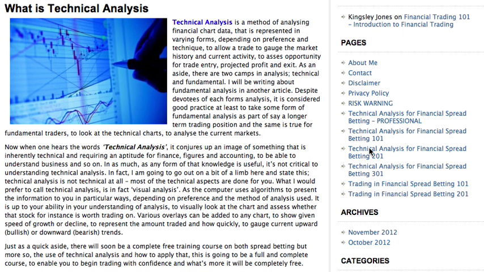What I would prefer to call technical analysis is in fact visual analysis, as the computer uses algorithms to present the information to you in particular ways, depending on preference and the method of analysis used. It is up to your ability and your understanding of analysis to visually look at the chart and assess whether that stock, for instance, is worth trading on. Now, various overlays can be added to any chart to show given speed of growth or decline, to represent the amount traded and how quickly, to gauge current upward, bullish, or downward, bearish trends.